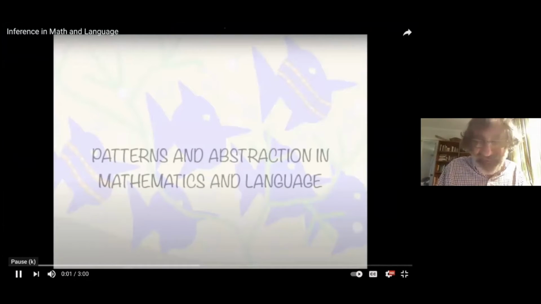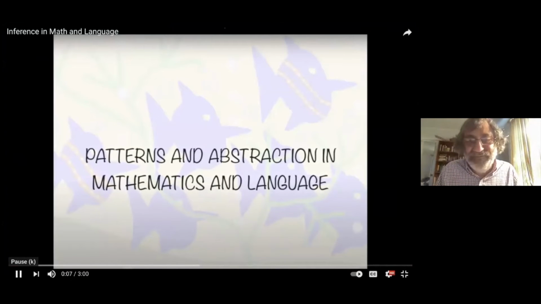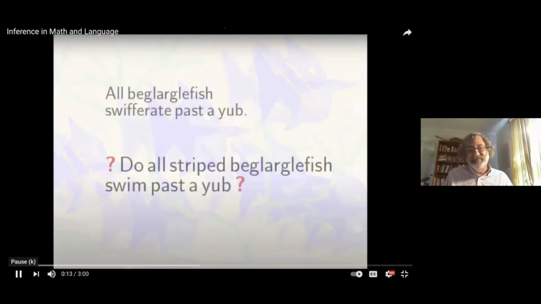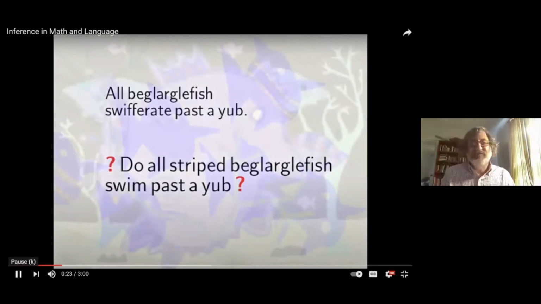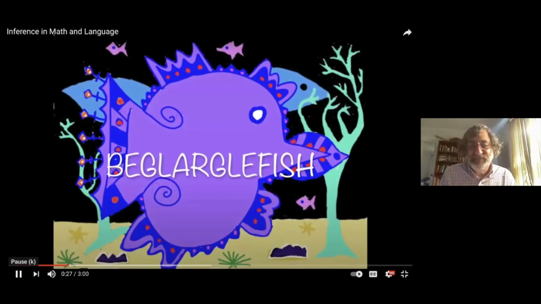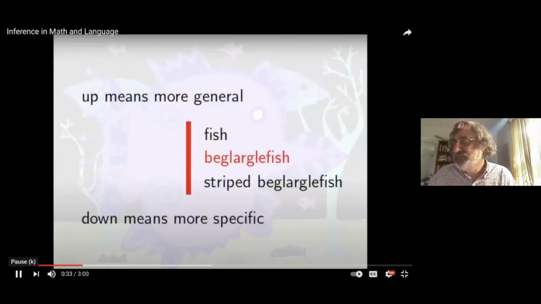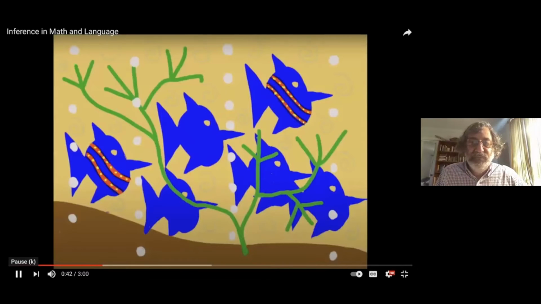So here we go. How can you answer a question involving words that you don't know? How can a computer do it? We'll see how, and we'll see how math enters in. Here's a sentence with some made-up words. All the gloggle fish swifferate past a yub. And now let's ask. Do all striped begloggle fish swim past a yub? To answer, let's take an ocean voyage to meet a begloggle fish. Some begloggle fish are striped. We put all this information in a scale. Up means more general, and down means more specific. They swim, and they swifferate.